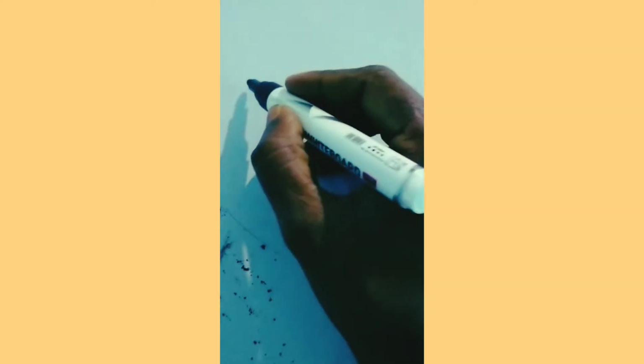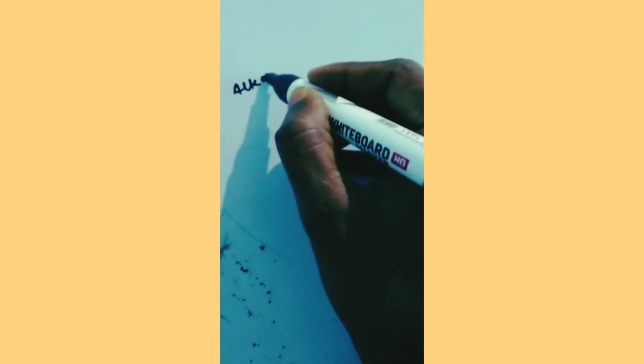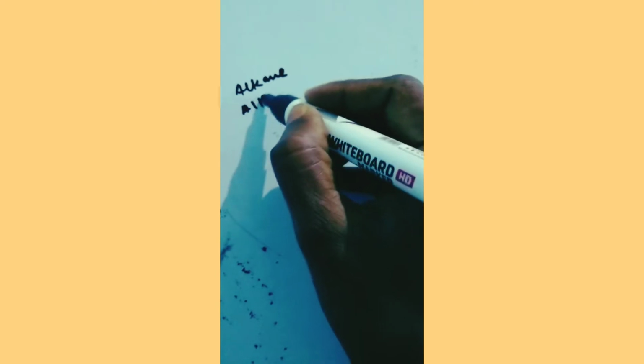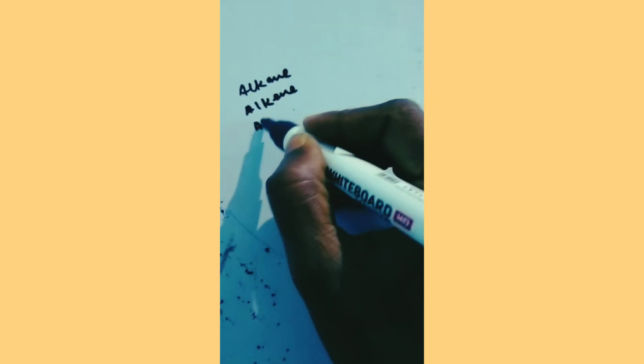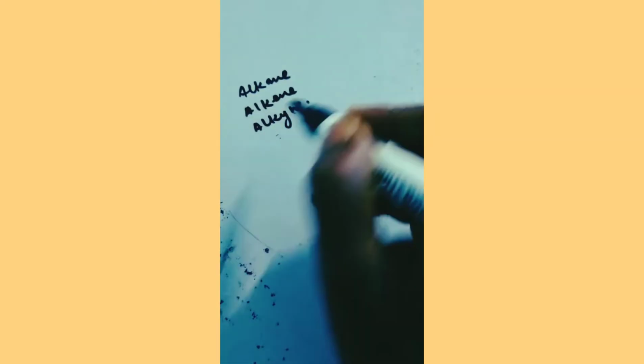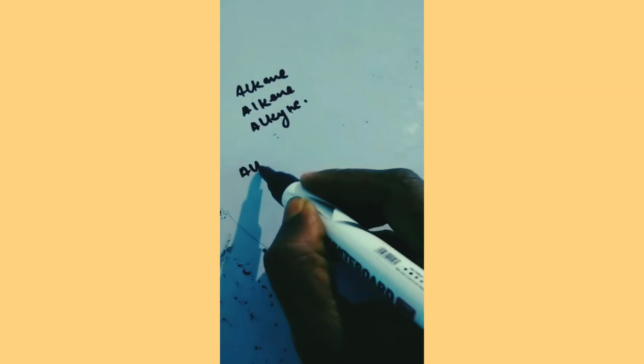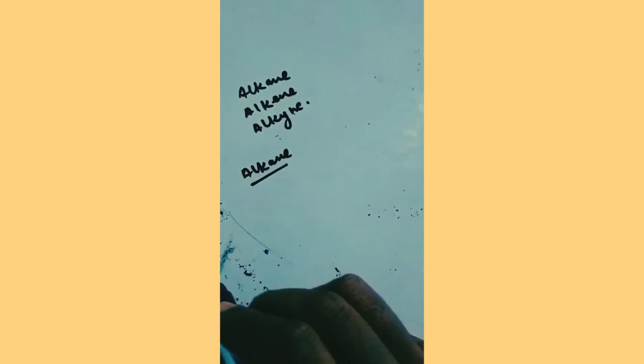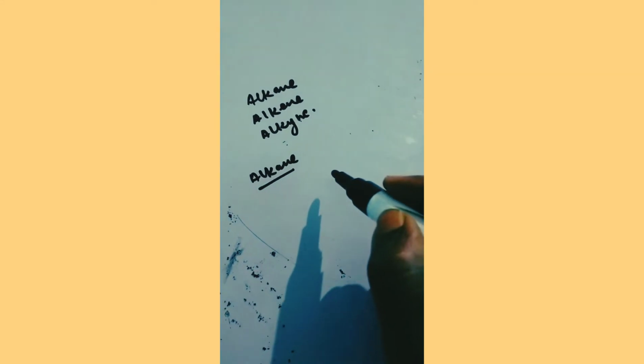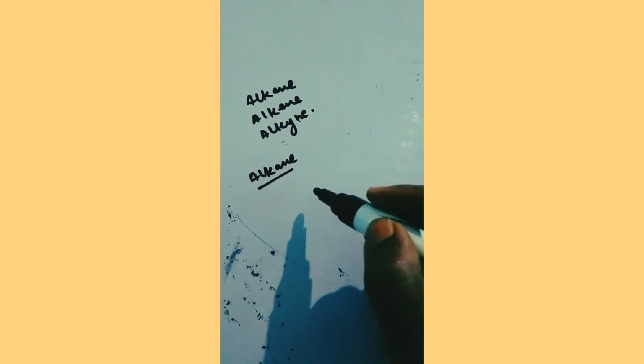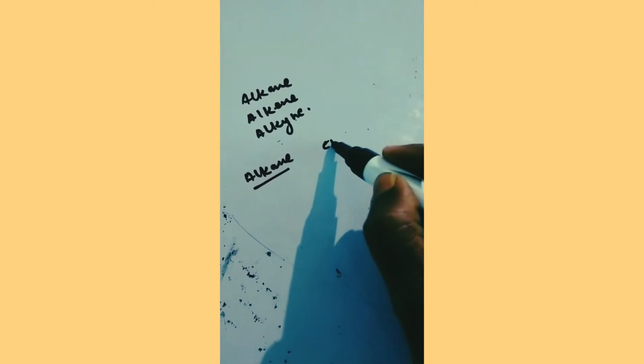The next one, if you see here, we will talk about the alkane, then the alkene, and then the alkyne. So first of all, we will take alkane. What is alkane? Suppose, if you see here, the simple alkane is CH4.